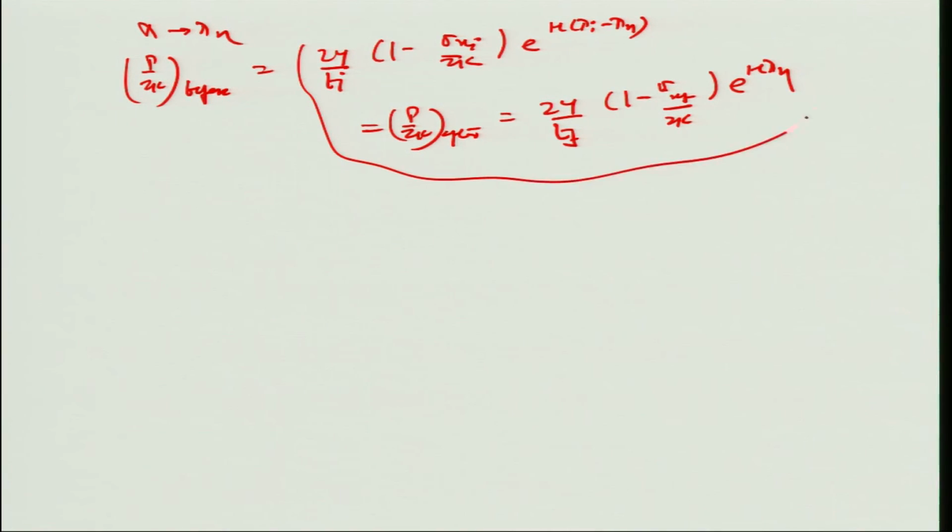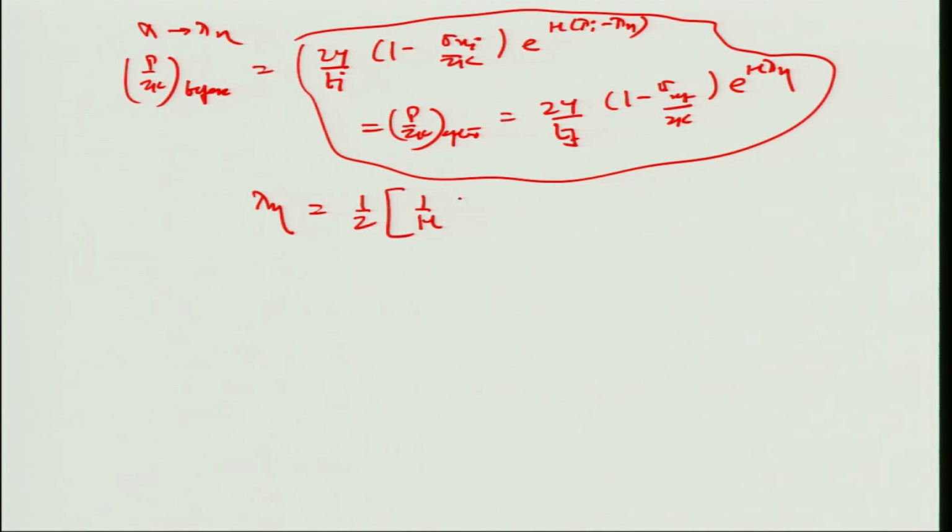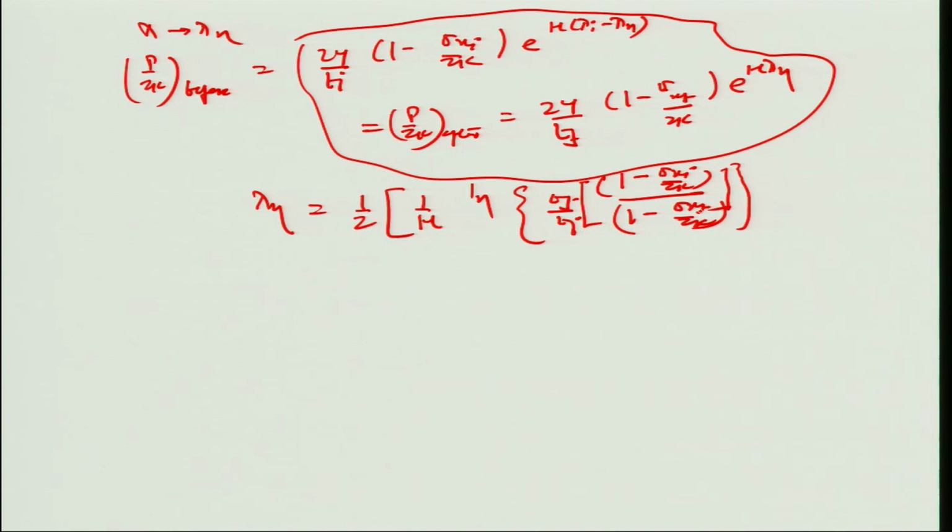If I equate these two expressions together, we can find the lambda n value by taking natural logs on both sides, which comes out to be half, 1 by mu, natural log of tf by ti times of 1 minus sigma xi by 2k divided by 1 minus sigma xf by 2k, plus the lambda i value which was incorporated earlier from the p by 2k before equation. So that's how you find the lambda neutral.